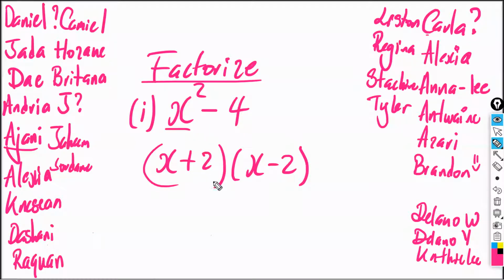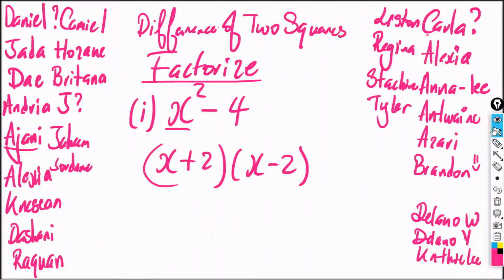And how do you find this, guys? You just need to put x plus 2 and x minus 2. And that will give you the answer. Make sense? So this is the one we're doing next. This type is called the difference of two squares.